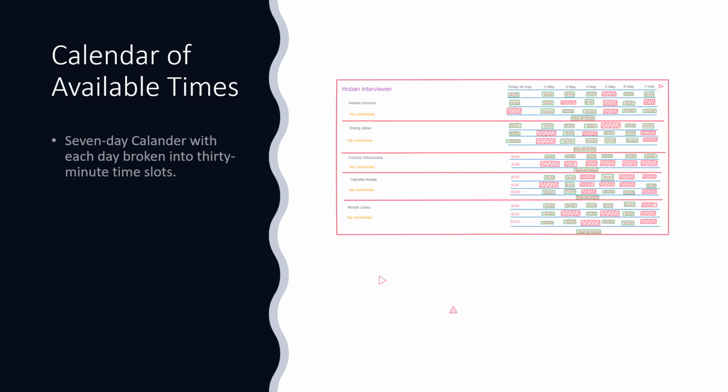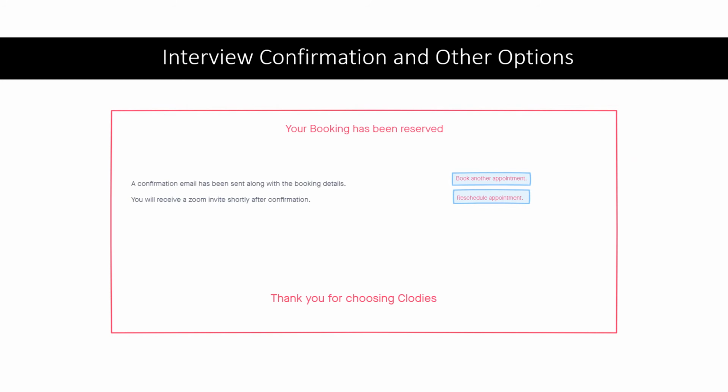From there you are met with the names of Hobbin interviewers, their credentials, and date and time slots available. This calendar shows the interview week schedule and what times are available for booking. Then to the last page, which confirms your booking and allows you to book another appointment or reschedule a current one.